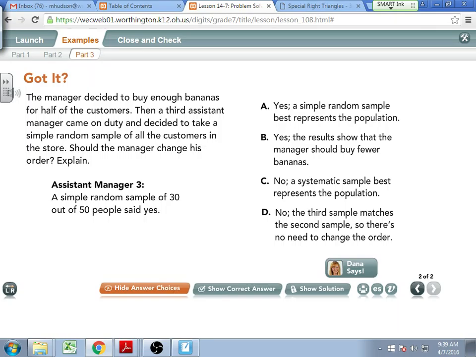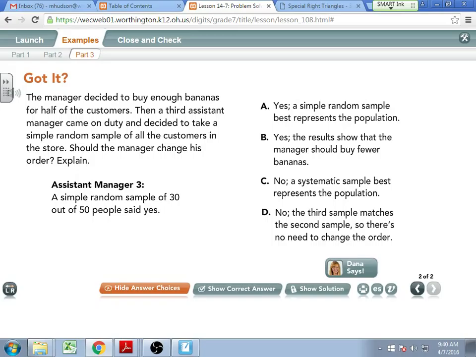If you need some structure for what answers we're looking at, we could say yes, simple random always collects the best samples. We could say yes, the results show the manager should buy fewer bananas. No, because systematic samples are the best. So now we kind of have an argument. Is simple random better or is systematic better? And no, the third sample matches the second sample, so there's no need to change. So there's just some possible answer choices that you have.